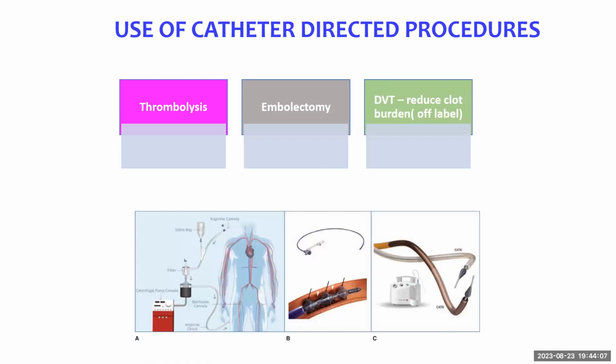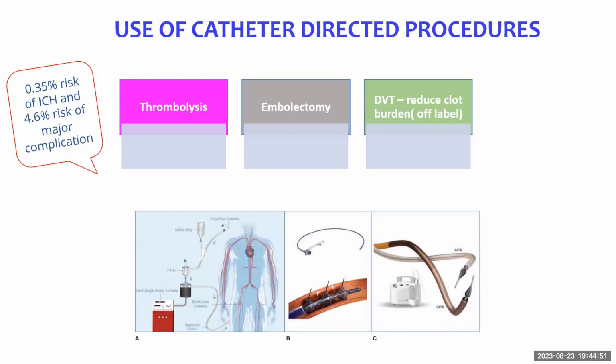Now, use of catheter-directed procedures. Catheter-directed procedures are coming up in a big way in recent times. They're used for thrombolysis, wherein you inject a small amount of alteplase into the pulmonary artery near the thrombus. The dose is much less than what you use systemically. Then they can be used for embolectomy, where certain devices are used to retract the clot or pulverize the clot and retract it. And there is off-label use to reduce clot burden in the veins, the lower extremity veins, also.